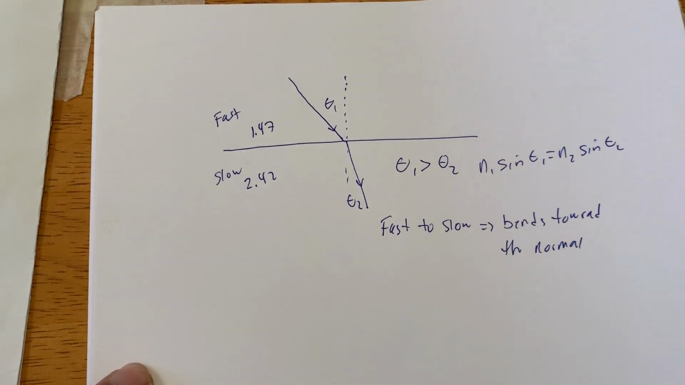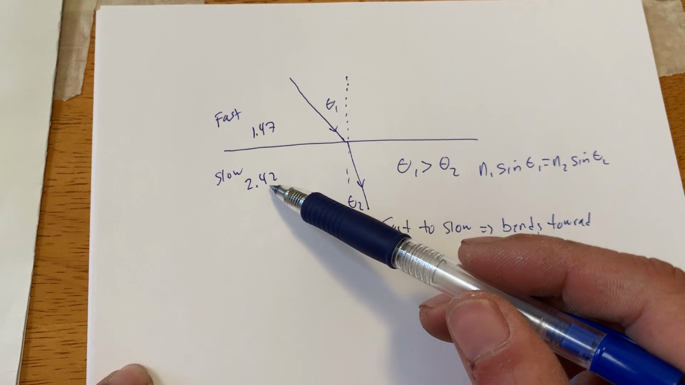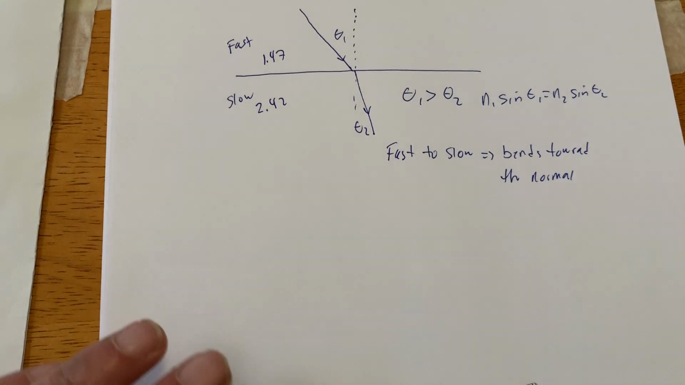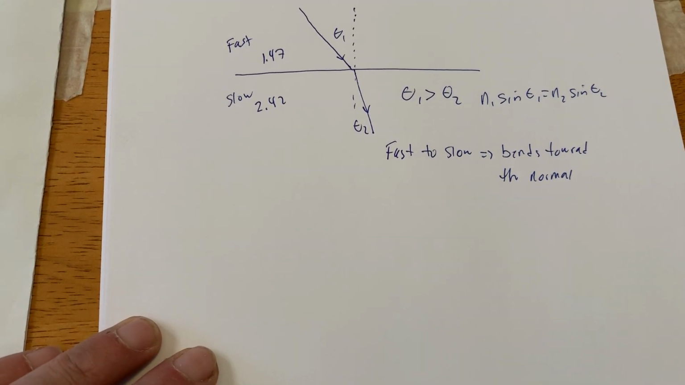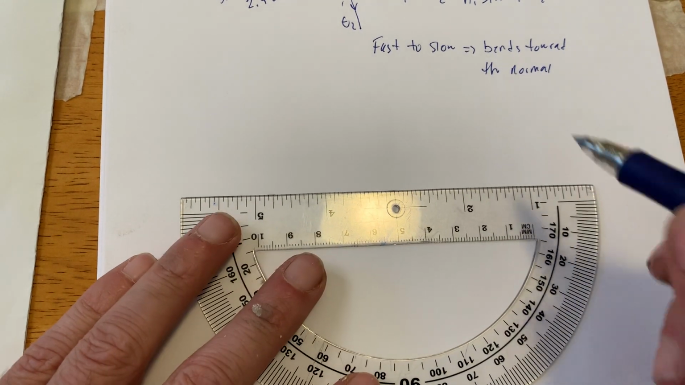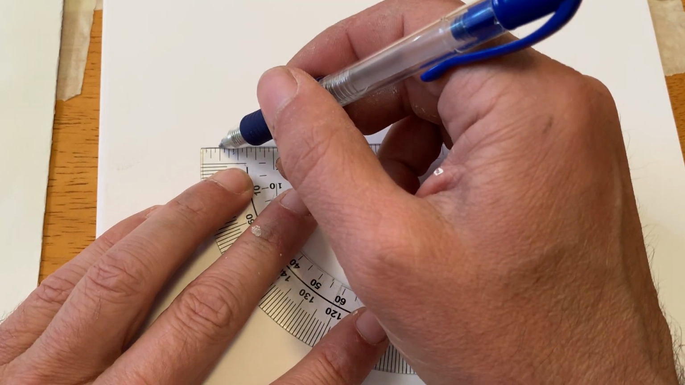But are there other cases? Well, sure. What happens if I go from slow to fast? You know what? Since I have these, let's do it like this. Let's do water to air. So let me make a surface.